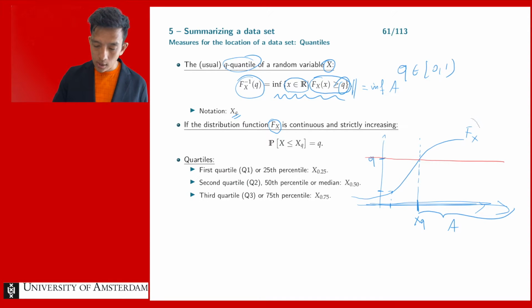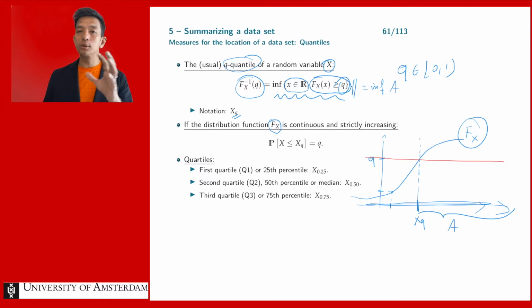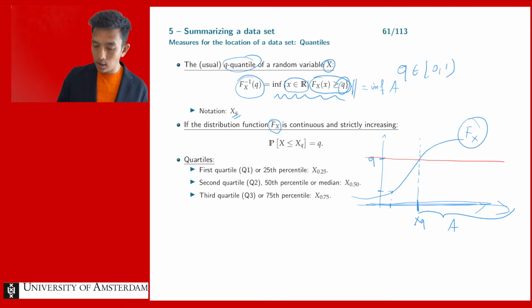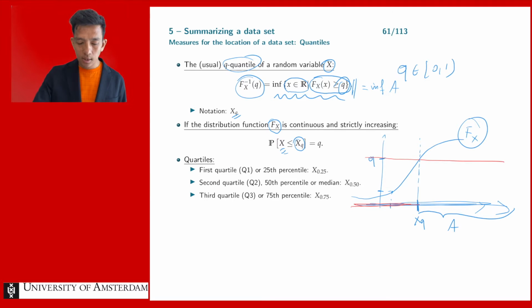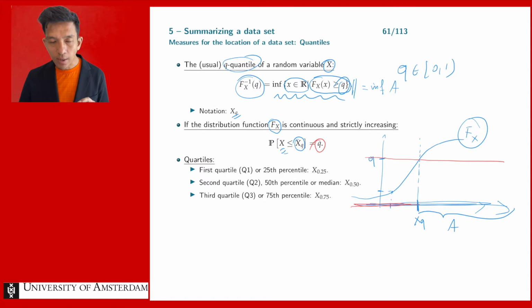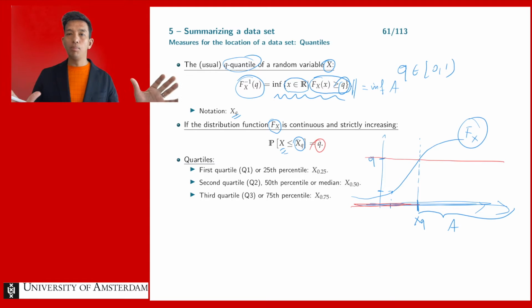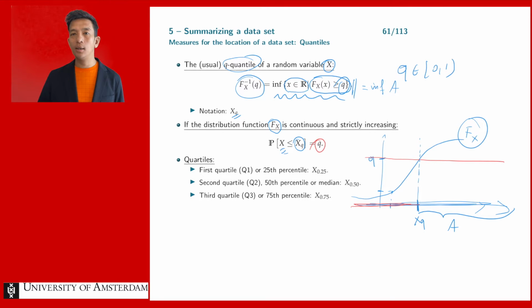And then remember that my distribution function is defined as the probability of being smaller than some level. So it means that if I take x_q, then the probability that my random variable X is smaller than x_q, so the probability that X is in, say, this region here, is exactly equal to q. So my quantile, x_q, divides my data set in two parts. It says we have a probability q of being on one side, being smaller than x_q, and we have a probability 1 minus q of being larger.